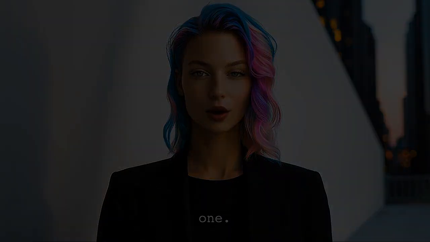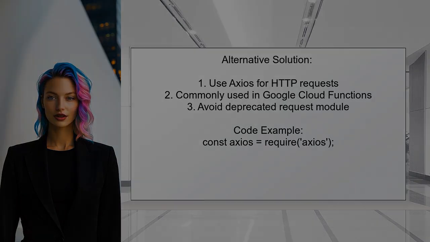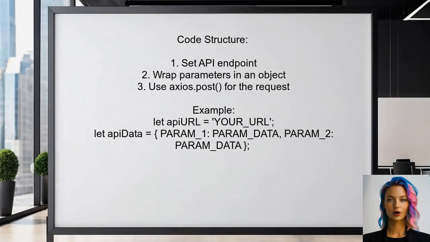Let's explore another one. An alternative approach suggests using the Axios library to send HTTP requests from your Google Cloud function. The user notes that while Axios may not be necessary for simple requests, it is commonly used in the Google Cloud function documentation. They also mention that the request module is deprecated. In the provided code, the user sets up an API endpoint and wraps the parameters in an object. They then use Axios to send a POST request to the specified URL, handling both success and error responses appropriately.